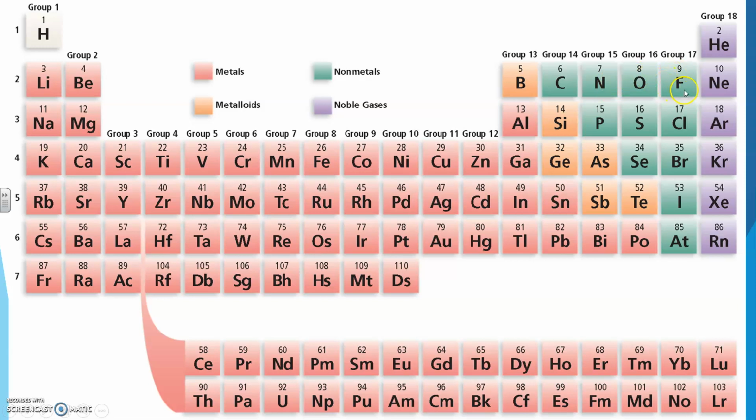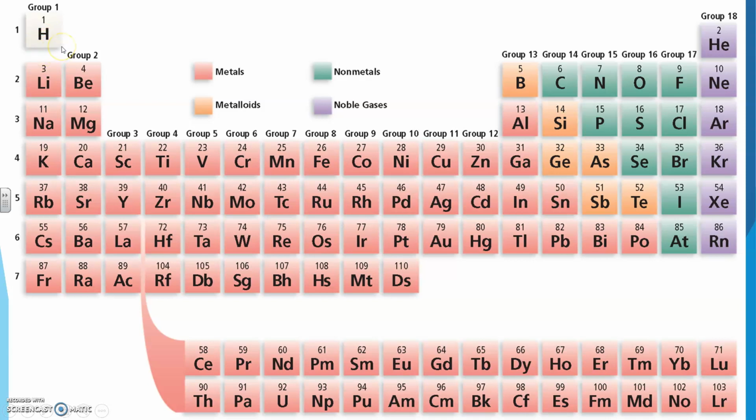There's F2, fluorine gas. Chlorine gas is Cl2. So these are the elements in the 7 shape, and then also hydrogen. Those are the ones that can diatomically bond. So you've got nitrogen, oxygen, fluorine, chlorine, bromine, iodine, and hydrogen can diatomically bond.